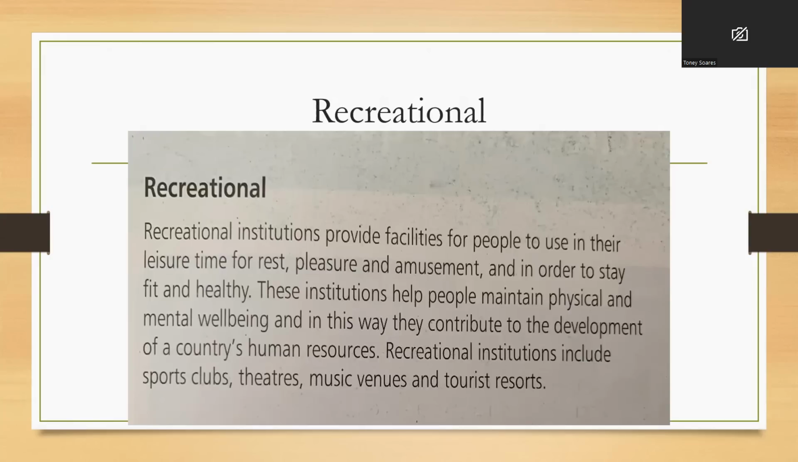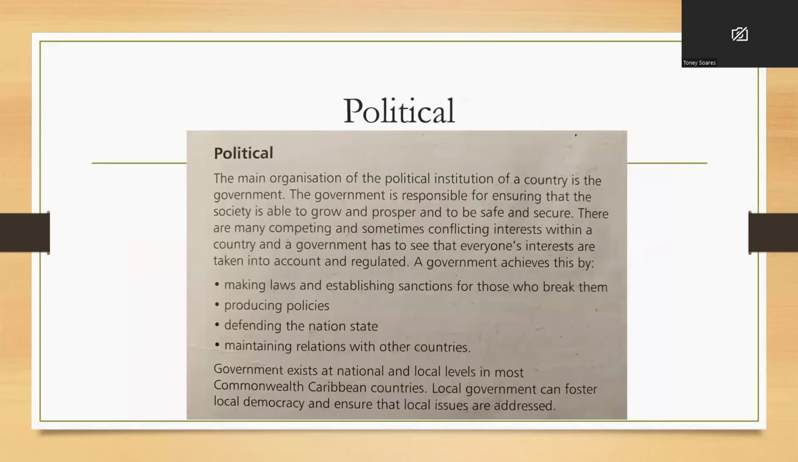And the human resource is the most important resource in any country. Human resources are the skills, talents, and abilities of people. Are we following so far? Right? Then the final type of institution now are political institutions. So the main organization of political institutions of a country is the government.